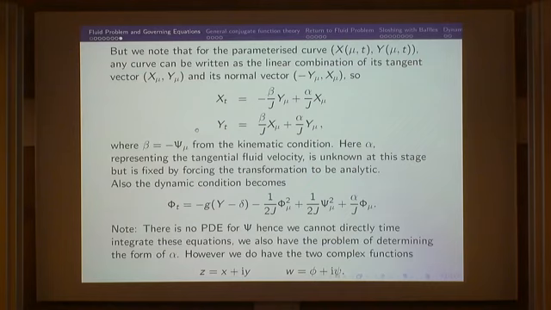So this is where our complex analysis is going to come in, because we're going to make use of the fact that we have these two analytic functions, z, which is x plus iy, and the complex potential w, which is phi plus i psi. So these are our three equations. We're going to come back to these in a moment. We're just going to do a little bit of complex analysis and conjugate harmonic functions.